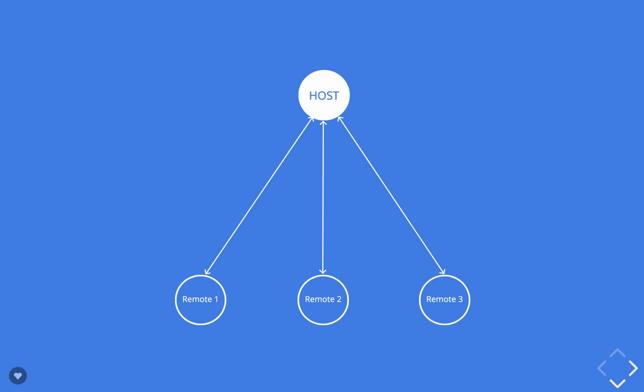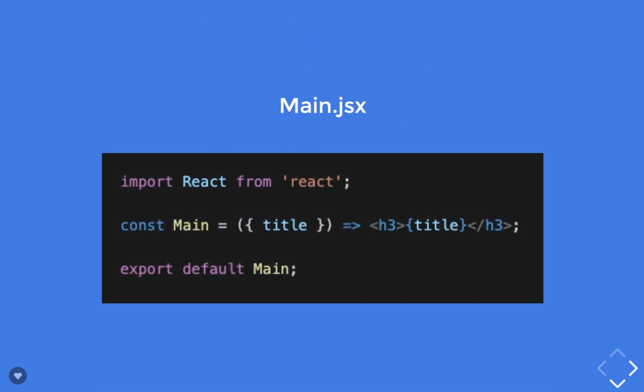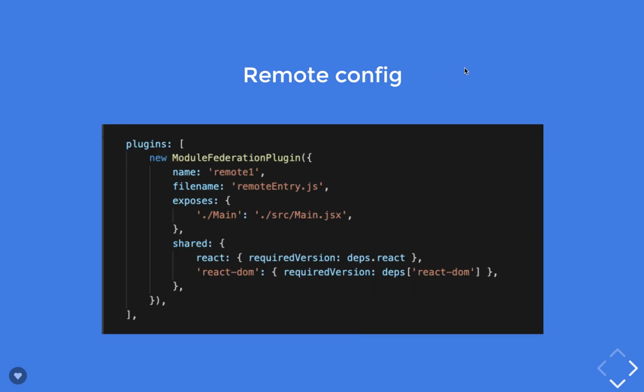So let's see how to do this in code. Consider a small component. Let's call it main.jsx. All this component does is render a title. So this is how you expose remotes. All you need to do is include a module federation plugin in your Webpack config and then define a namespace for your remote, let's say remote1. And then you have to name a file for the remote entry. So let's call it remoteEntry.js.